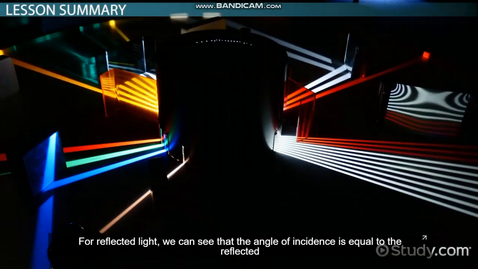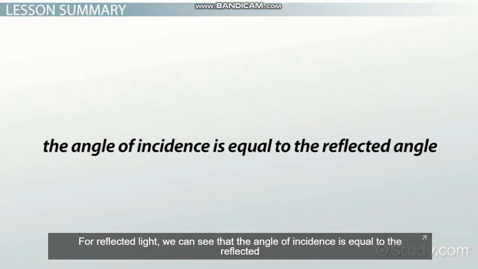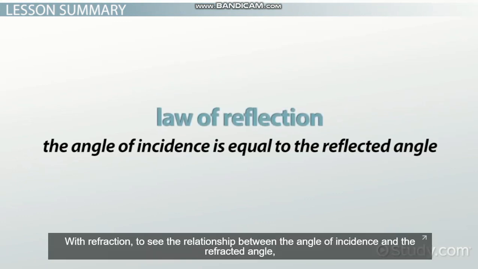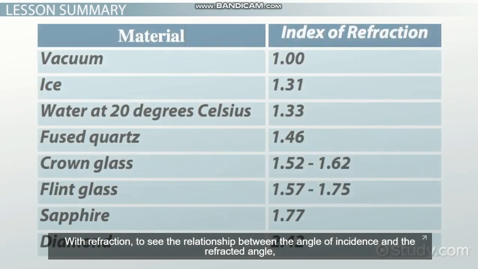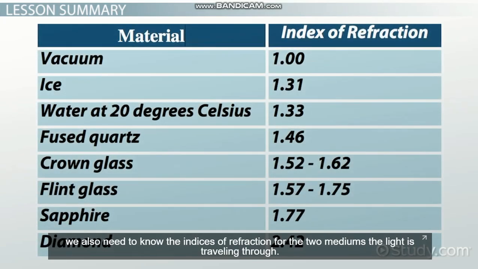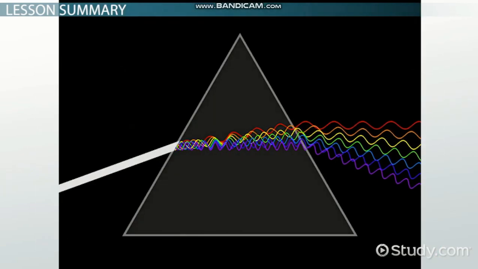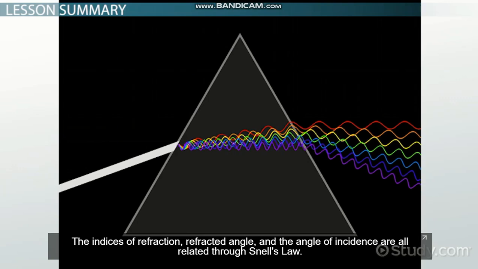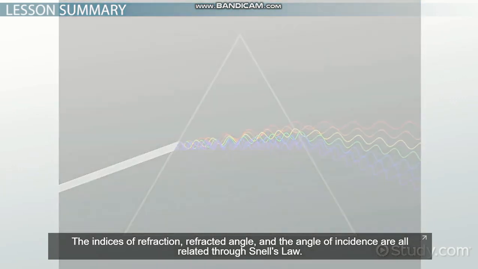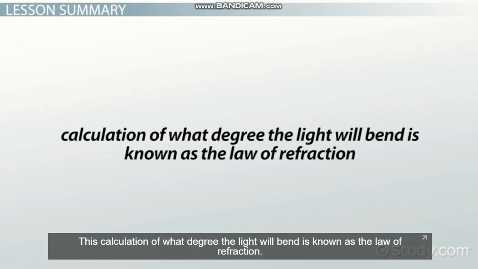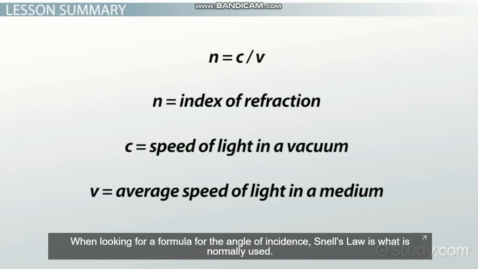For reflected light, we can see that the angle of incidence is equal to the reflected angle through the law of reflection. With refraction, to see the relationship between the angle of incidence and the refracted angle, we also need to know the indices of refraction for the two mediums the light is traveling through. The indices of refraction, refracted angle, and the angle of incidence are all related through Snell's law. This calculation of what degree the light will bend is known as the law of refraction. When looking for a formula for the angle of incidence, Snell's law is normally used.